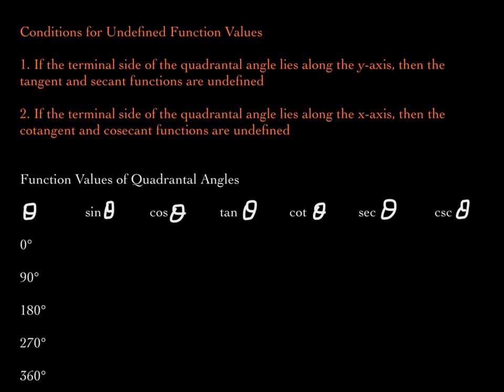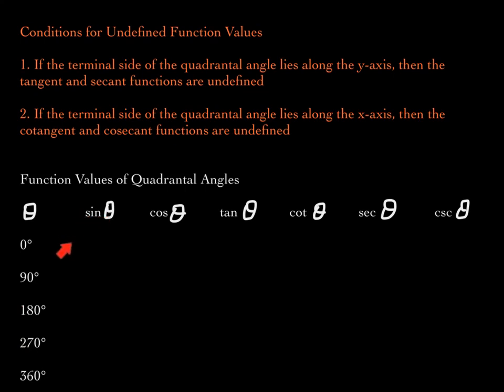The last thing I'll leave you with is maybe a table of function values for quadrantal angles. These are quadrantal angles: 0 degrees, 90 degrees, 180 degrees, 270 degrees, 360 degrees. Of course, there's many, many more, but these are the main ones. So these are different theta values. And up here we have sine of theta.